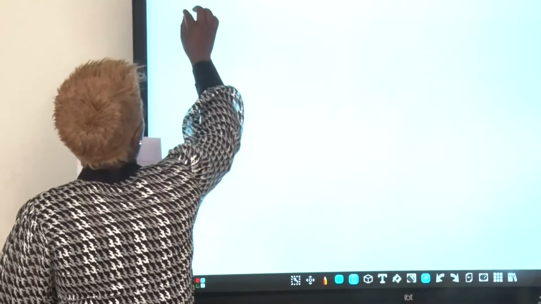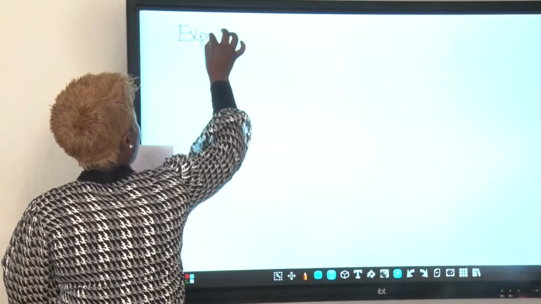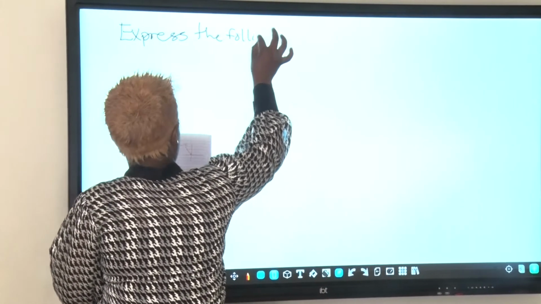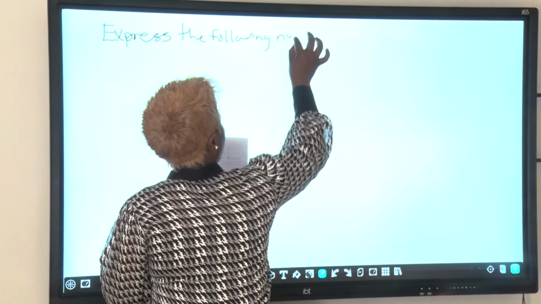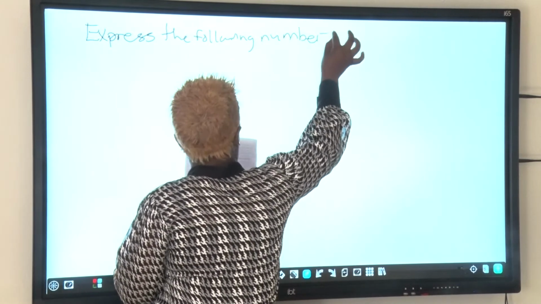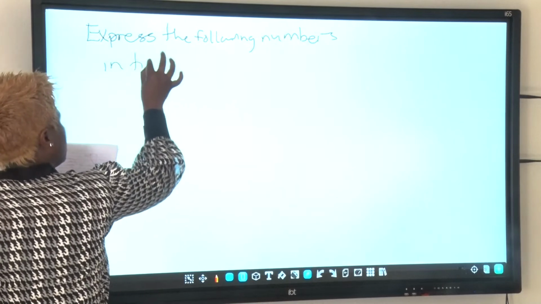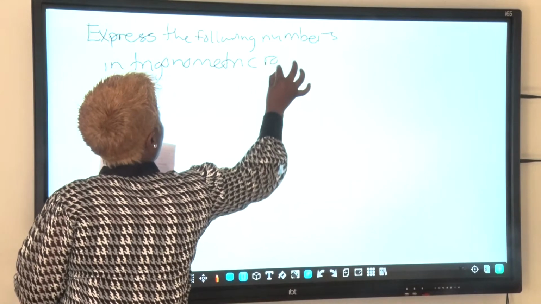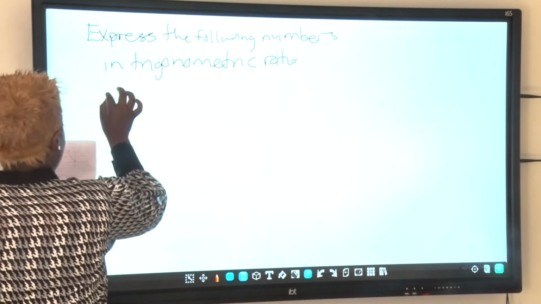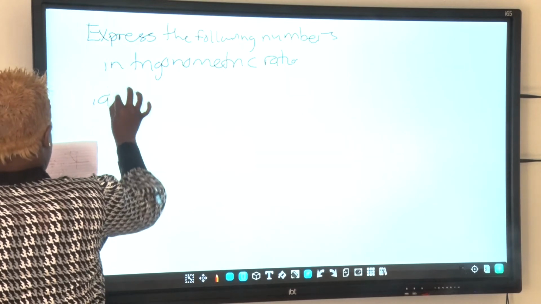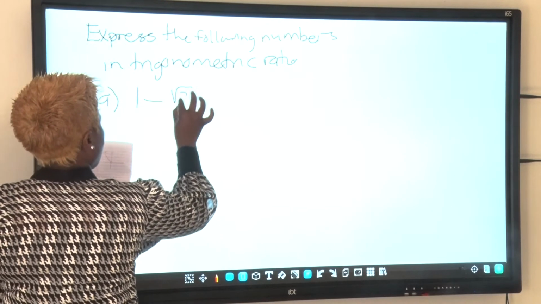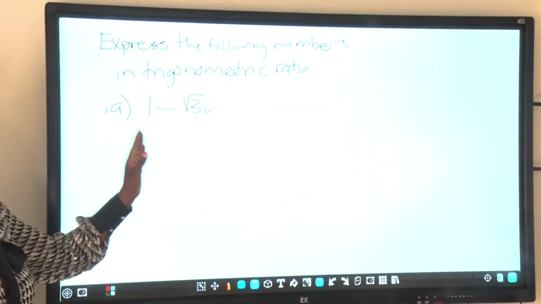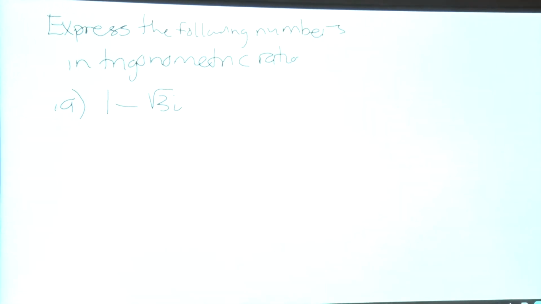Let's look at more examples on complex numbers. Express the following numbers in trigonometric form. We want to express 1 minus square root of 3i in trigonometrical form.